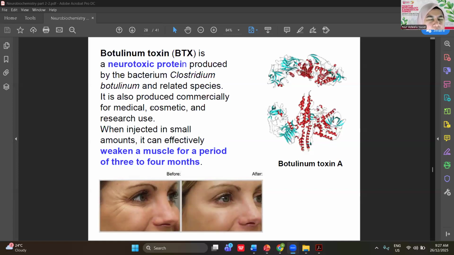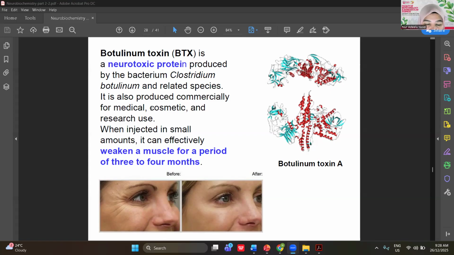This is one slide on botulinum toxin, Botox. It is a neurotoxic protein produced by the bacterium Clostridium botulinum and related species. In terms of application, it has been commercially produced for medical, cosmetic and research purposes. Medical use includes treating conditions like muscle spasms, chronic migraines and excessive sweating.